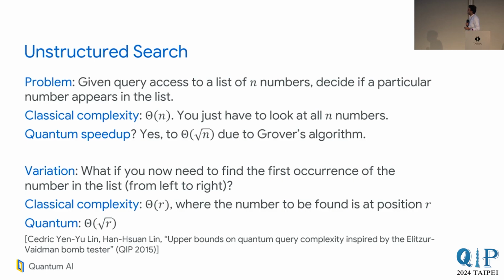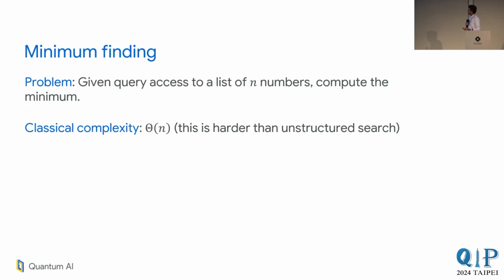It's not very different. It's again a search type problem, and this one is minimum finding. Also a primitive that comes up all over the place classically. So again, you have query access to a list of n numbers, just like in Grover's algorithm. But now it's not just 0, 1 numbers like it was in Grover's algorithm. Now it's numbers over some range, maybe from 1 to n, and you want to find the smallest number. So again, classically, it takes n time.